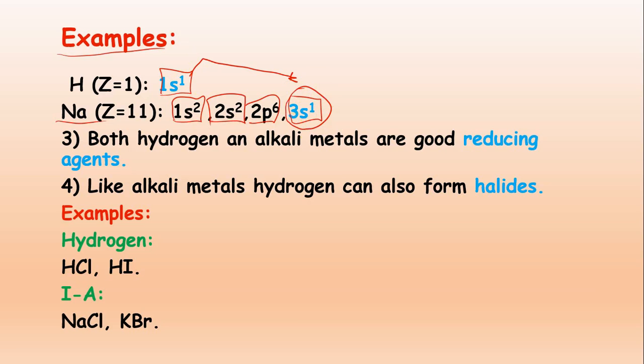Third property, both hydrogen and alkali metals are good reducing agents. They have the property that they are good reducing agents. They oxidize themselves and reduce others.